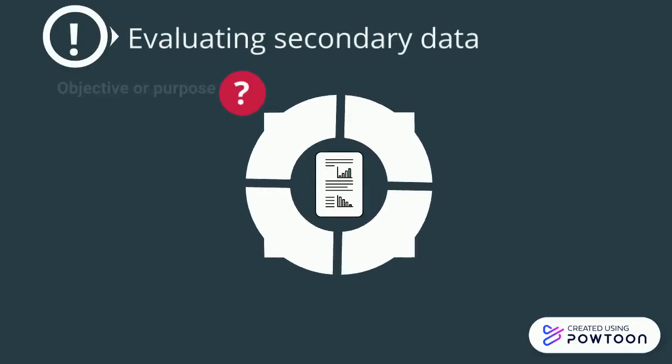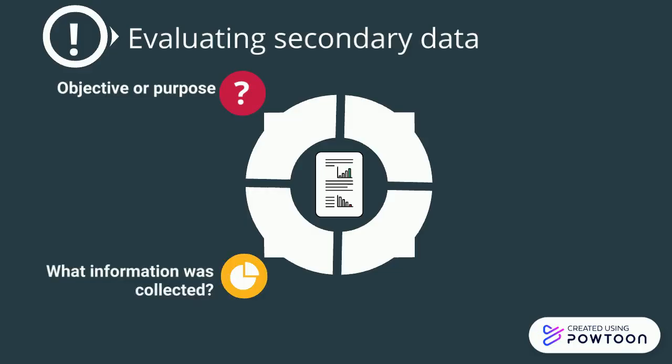Number 1. What's the objective or purpose? The information should be unbiased. Think about why the data was collected and who did it. Number 2. Look at what information was collected. What are the units of measurement and key variables?